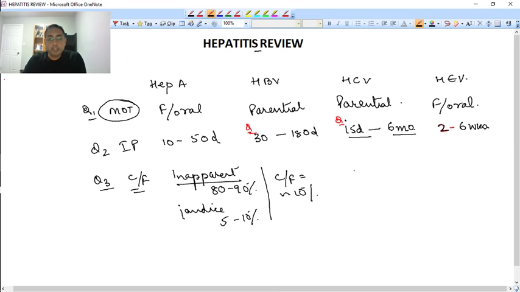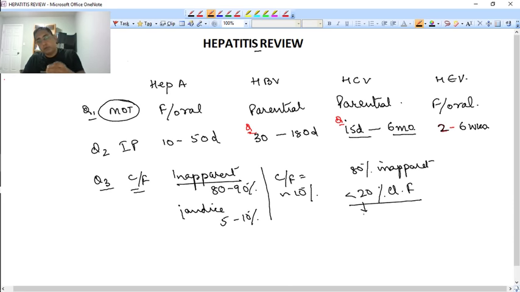Whereas in hepatitis C, 80% are inapparent cases and less than 20% will show clinical features. Out of these 20%, another 20% of the total 20%, that is roughly 1 in 5, so less than 4 to 5% will land up in cirrhosis or chronic liver disease.